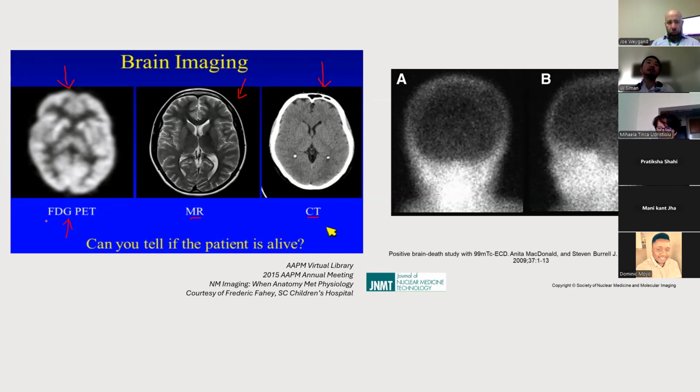So FDG, the fluorine 18, is a glucose analog. So the brain still metabolizes the sugar, or the sugar analog in this case, right? And it shows you brain activity. So you can tell that the patient is still alive. On the right-hand side here, you can see this is a brain death patient. So there's no activity in the brain at all. So this is why we're interested in nuclear medicine imaging, because this is a functional imaging versus the anatomical.